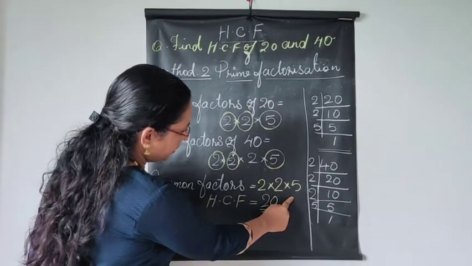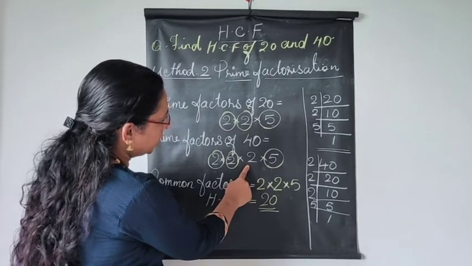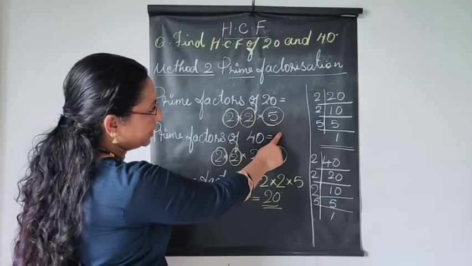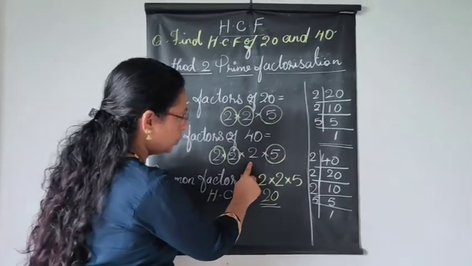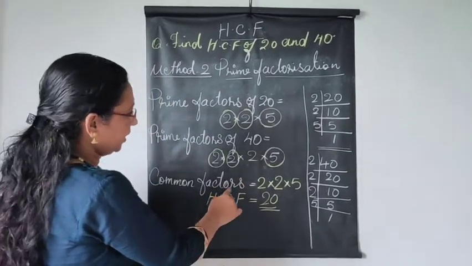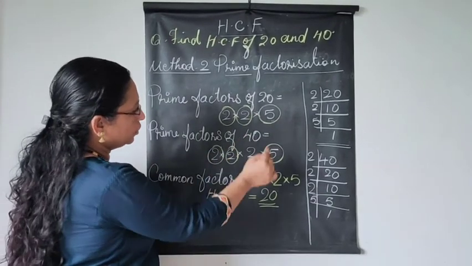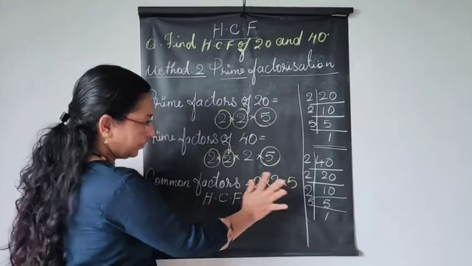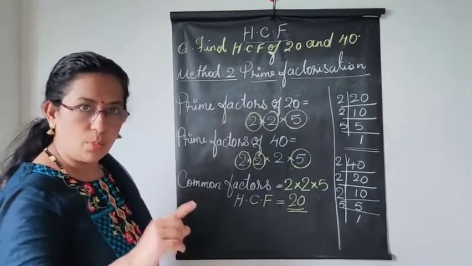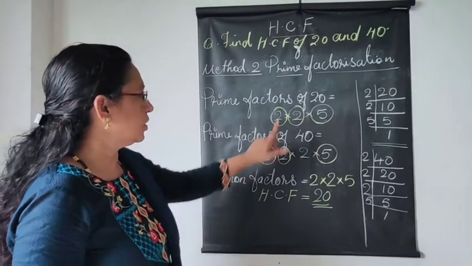So take 5. Here in the prime factors of 40, one 2 is extra. Are there any 2s left in 20? No, it is not repeating there. So don't take this 2. So the factors repeating commonly in 20 and 40 are 2 and 2 and 5. Okay. So we have written 2, 2, 5 as the common factors of 20 and 40.